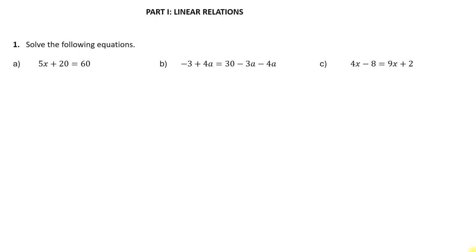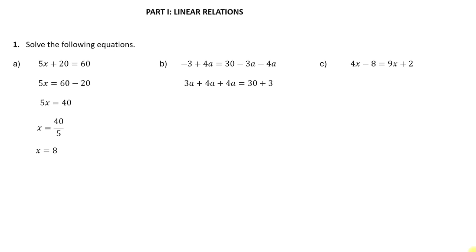So with all these types of questions, our strategy is to get the variable on one side, on the left, and our numbers on the right-hand side. So 5x plus 20 equals 60. We'll keep the 5x on the left-hand side, and we'll bring the 20 to the other side. It becomes 5x equals 60 minus 20. 5x equals 40. If 5 times x equals 40, then x by itself equals 40 divided by 5. X equals 8.